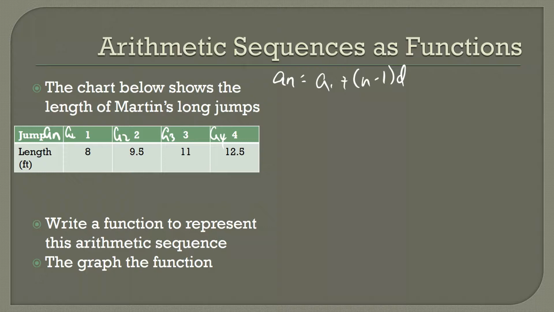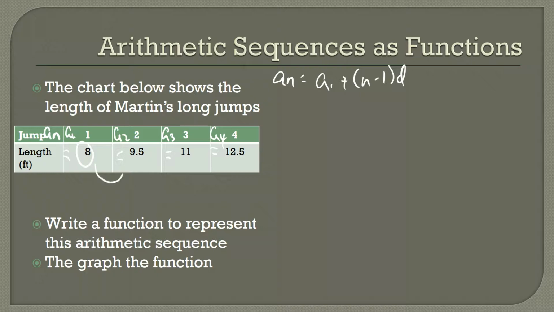So we know what a_1 is. a_1 is 8. So a_1 is equal to 8 feet, a_2 is equal to 9.5 feet, a_3 is equal to 11 feet, a_4 is equal to 12.5 feet. So a_1 is 8. And let's see if we can determine what our common difference is.